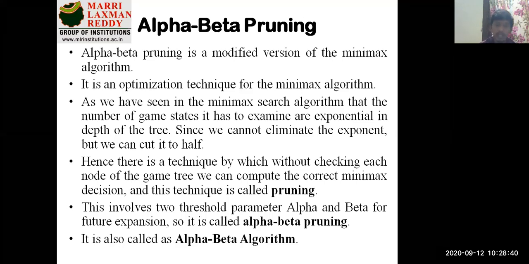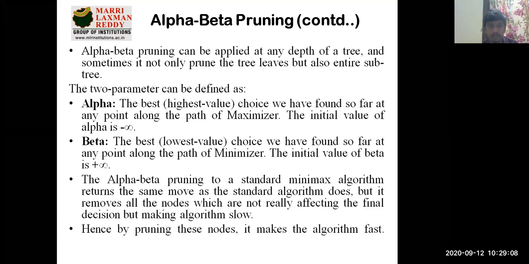The name itself says it's alpha beta pruning. It is also called the alpha beta algorithm. Here you have two important threshold parameters. A threshold is like a value; it indicates a range of some value. So here you have two threshold values: one is alpha, another one is beta. We will try to understand what the conditions are, and what alpha and beta are, in the upcoming slides.